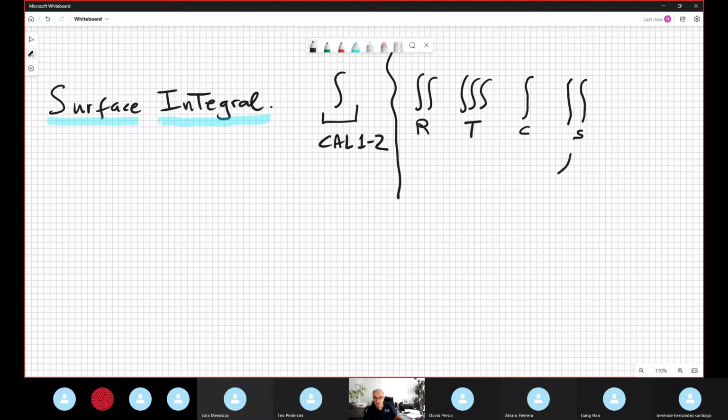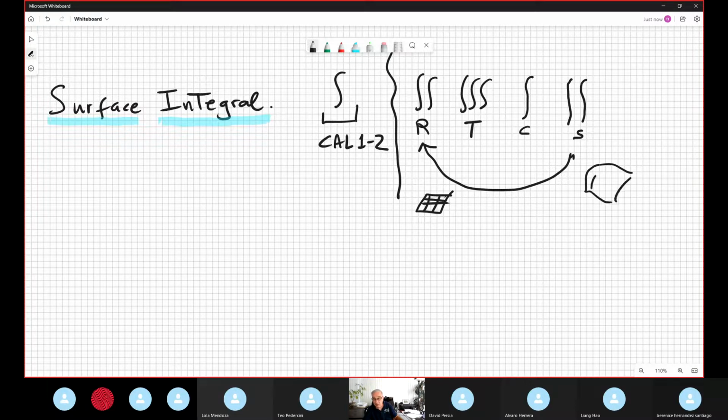What is the difference between this and this? The difference is that the region is flat, in the specific XY or XZ or YZ plane, and this one is not, this is curve C.